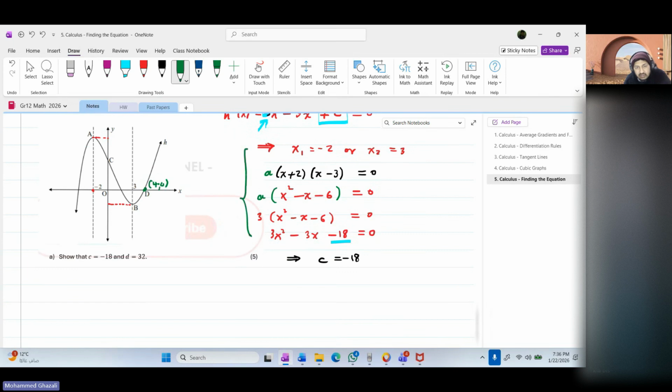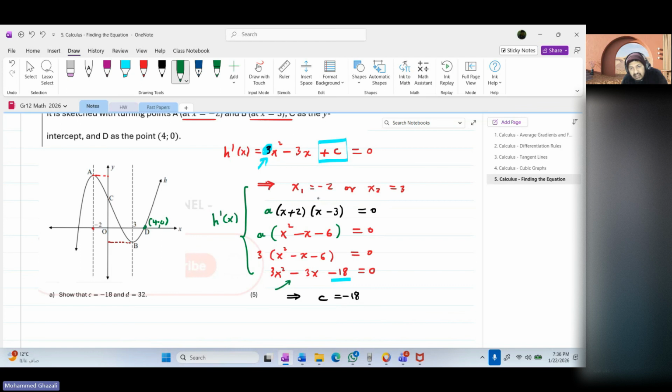Remember, all this is also the derivative. This is the same thing as saying h prime x. So this is your function h prime x. That's the reason why we compared. We did a comparison and we got c value as negative 18, because this entire thing is h prime x. If you equate, the 3x squared minus 3x cancels out, so you're just left with c, which is negative 18. That's why by comparison, we got that answer.